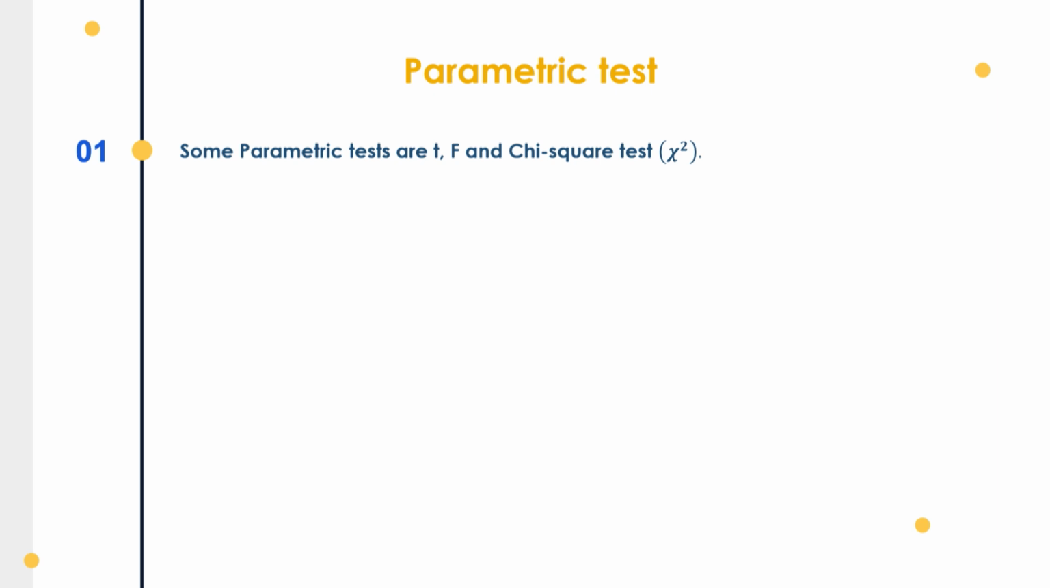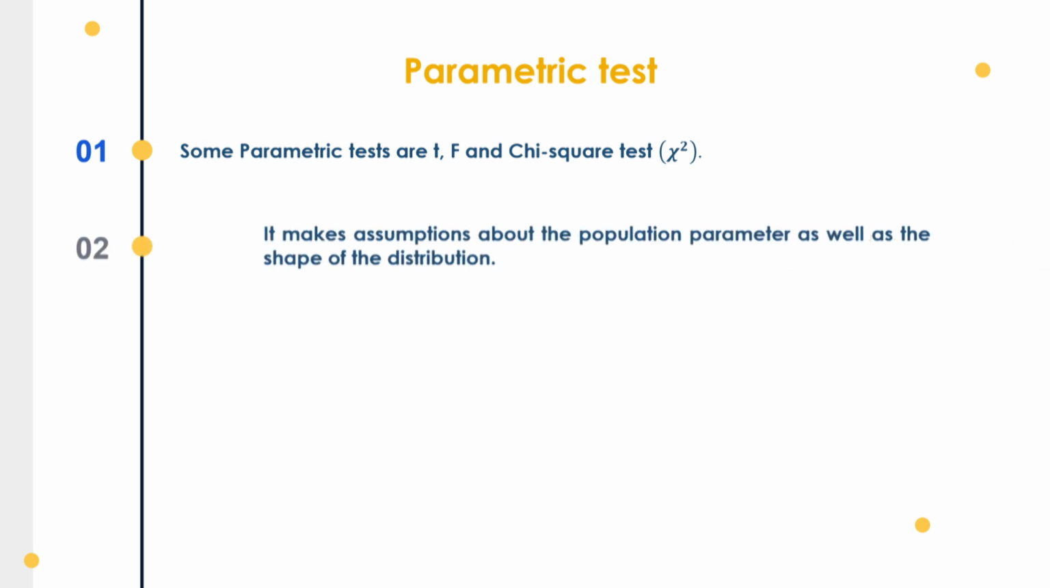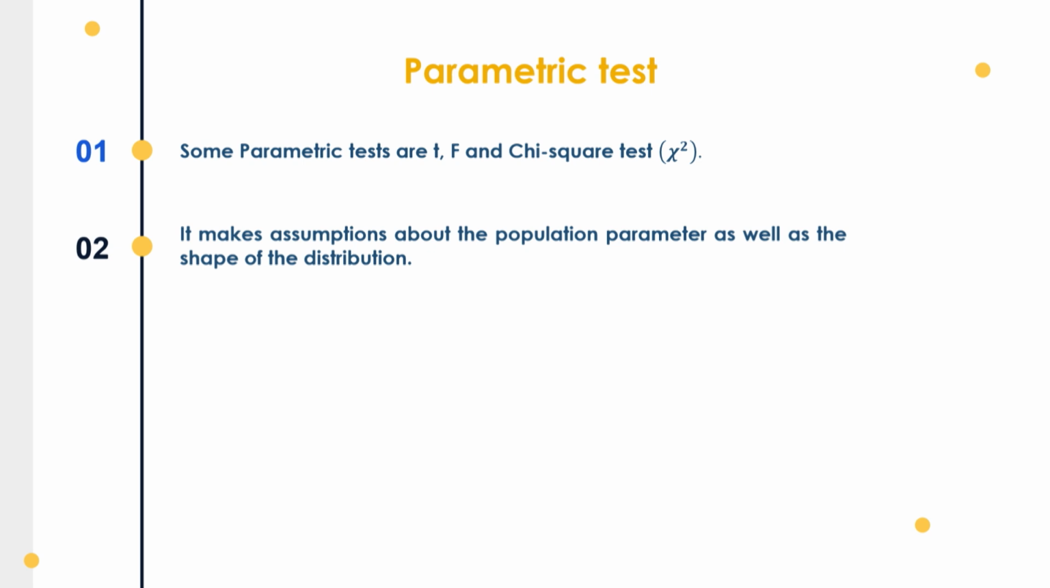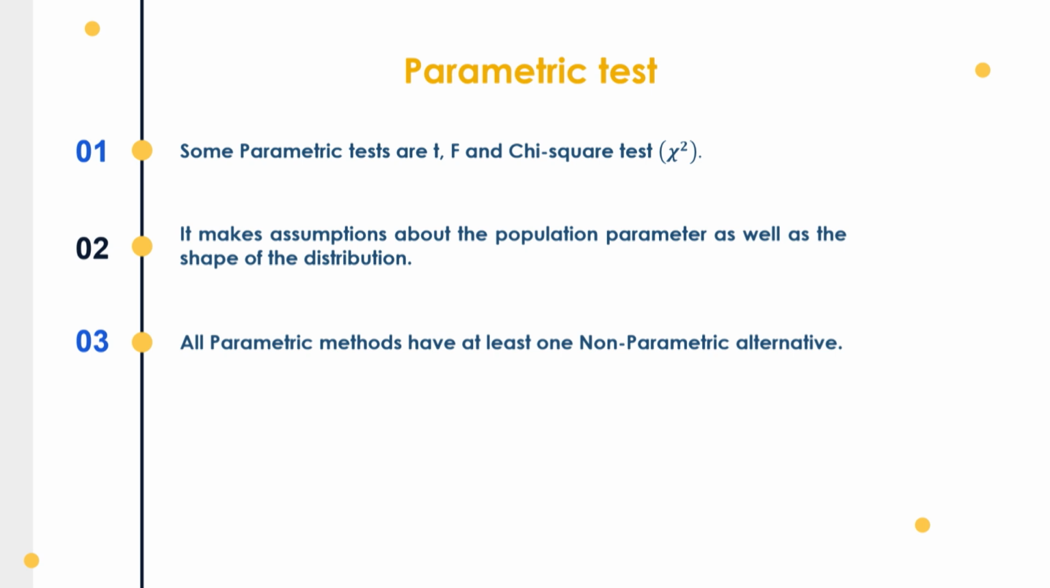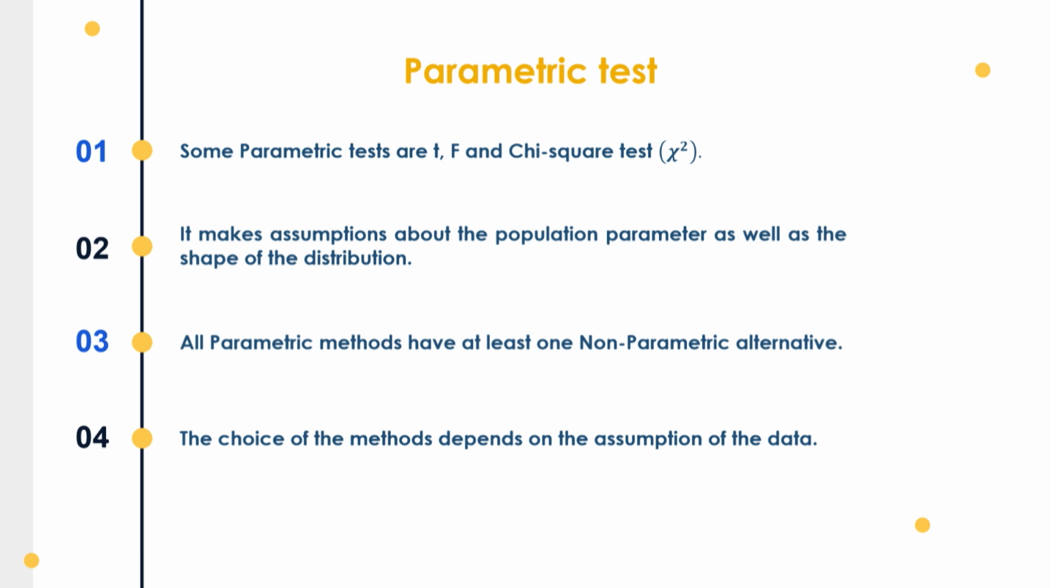Some parametric tests which we have already discussed are the t test, F test and chi-square test. They make assumptions about the population parameter as well as the shape of the distribution. All parametric methods have at least one non-parametric alternative. The choice of methods depends upon the assumptions about the data. So we have a large number of parametric tests like t, F and chi-square, and the most important assumption is that the data should follow the normal distribution, with the parameter possessing a shape of the distribution.